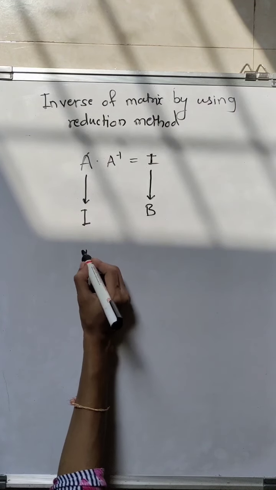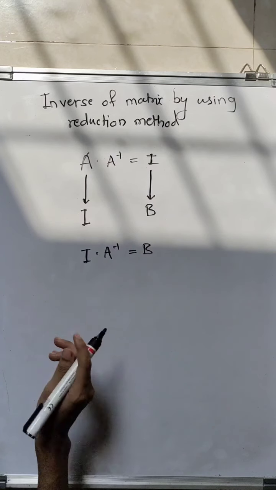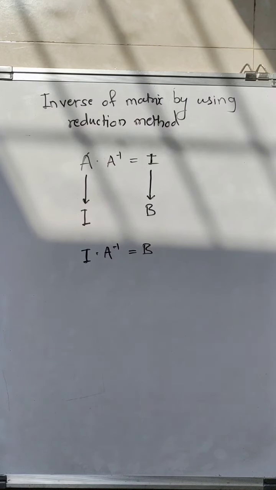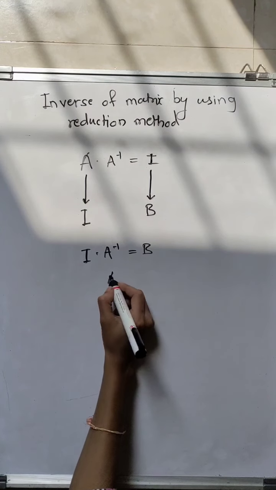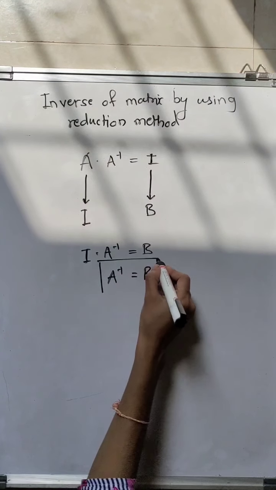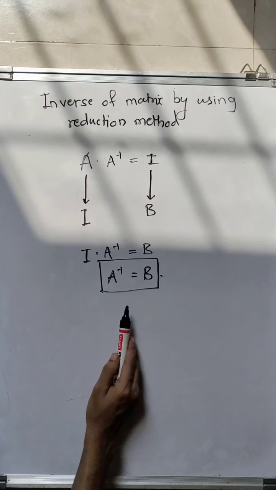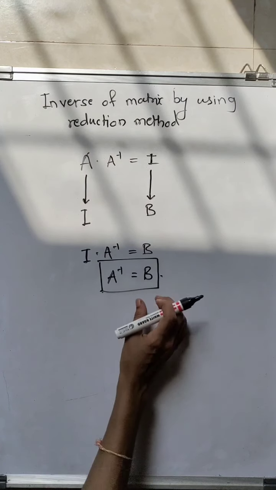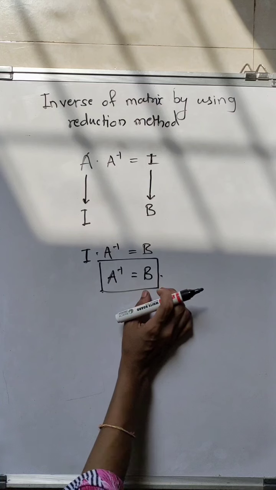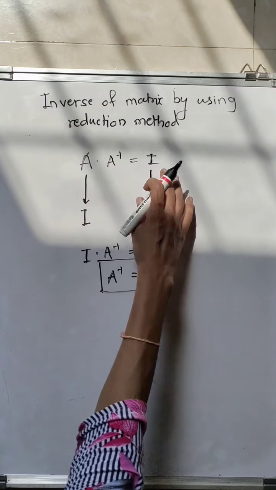Then our equation becomes I into A inverse is equal to B. And as we know that I is the multiplicative identity in matrices, therefore I into A inverse is A inverse, which is equal to B. So in such a way, we find the inverse of a matrix: A inverse is equal to matrix B, which is obtained by applying row transformation or column transformation on the identity matrix.